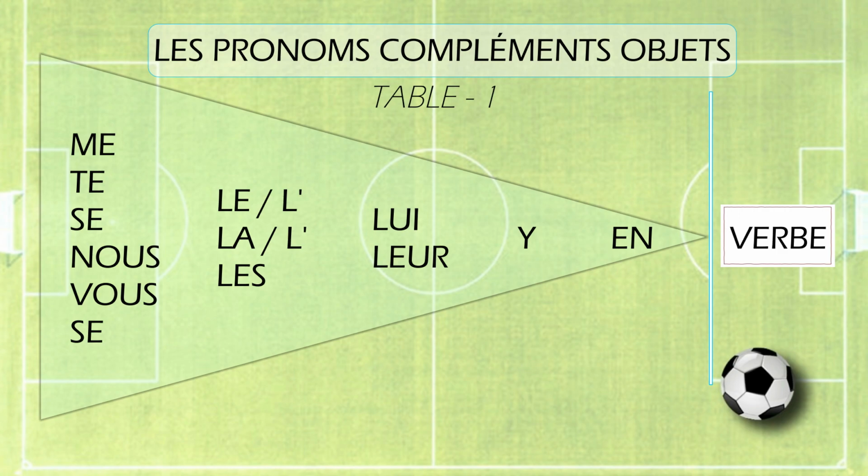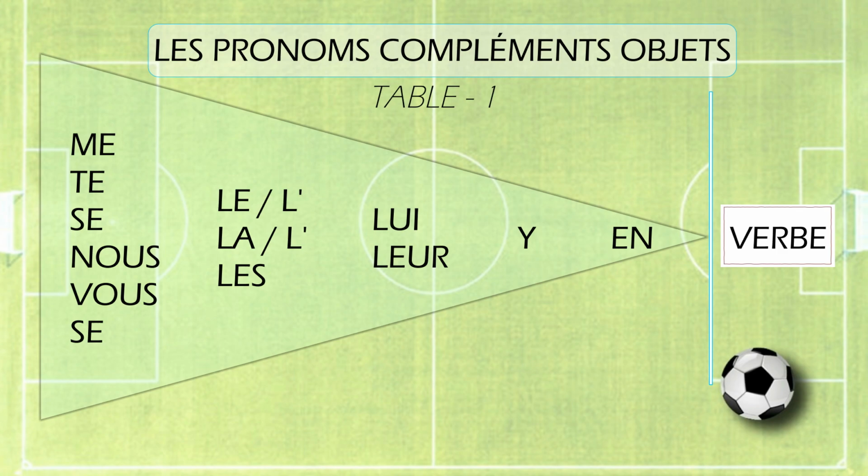Table 1. Me, te, se, nous, vous, se, le, la, les, lui, leur, y, en. Then comes the verb, le verbe. When you have time in hand, pause it and note exactly how I am displaying the table 1 on screen and memorize them in sequence. Then life will be easy, I promise. If you memorize this table 1, 97% of the time you will be able to use perfect object pronouns in French. So pause it, memorize them, one after another. Then tell me when you are ready.